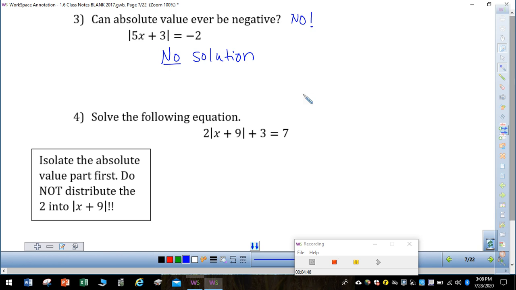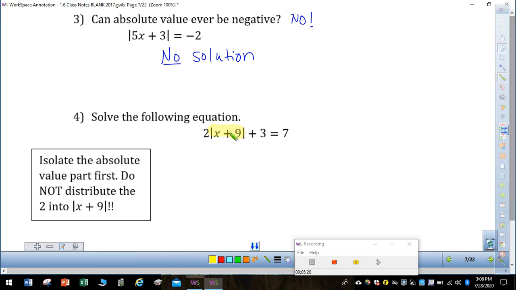So absolute value can never be negative, simply no solution. All right, next, the next equation. So it's an absolute value equation, but there are a few extra things going on the left side in addition to just the absolute value part.